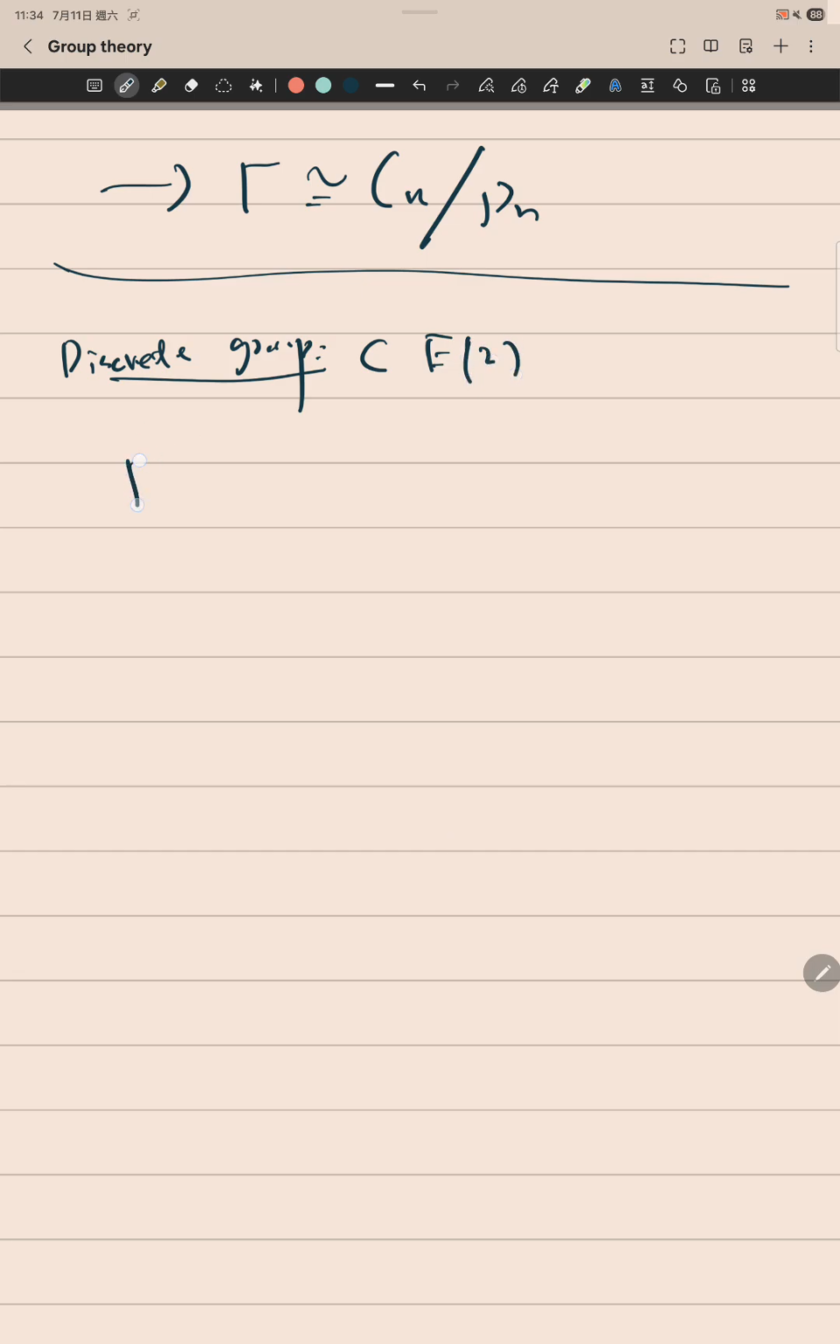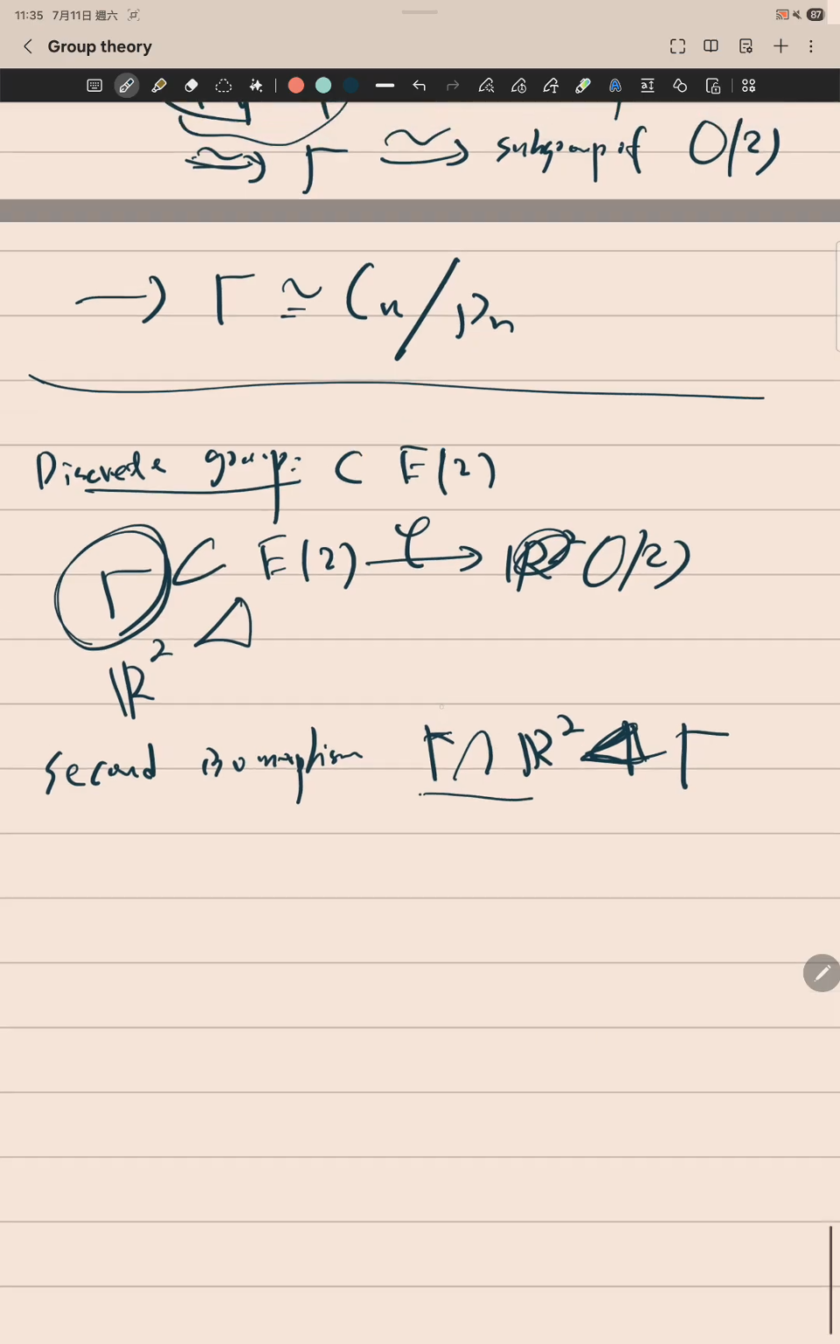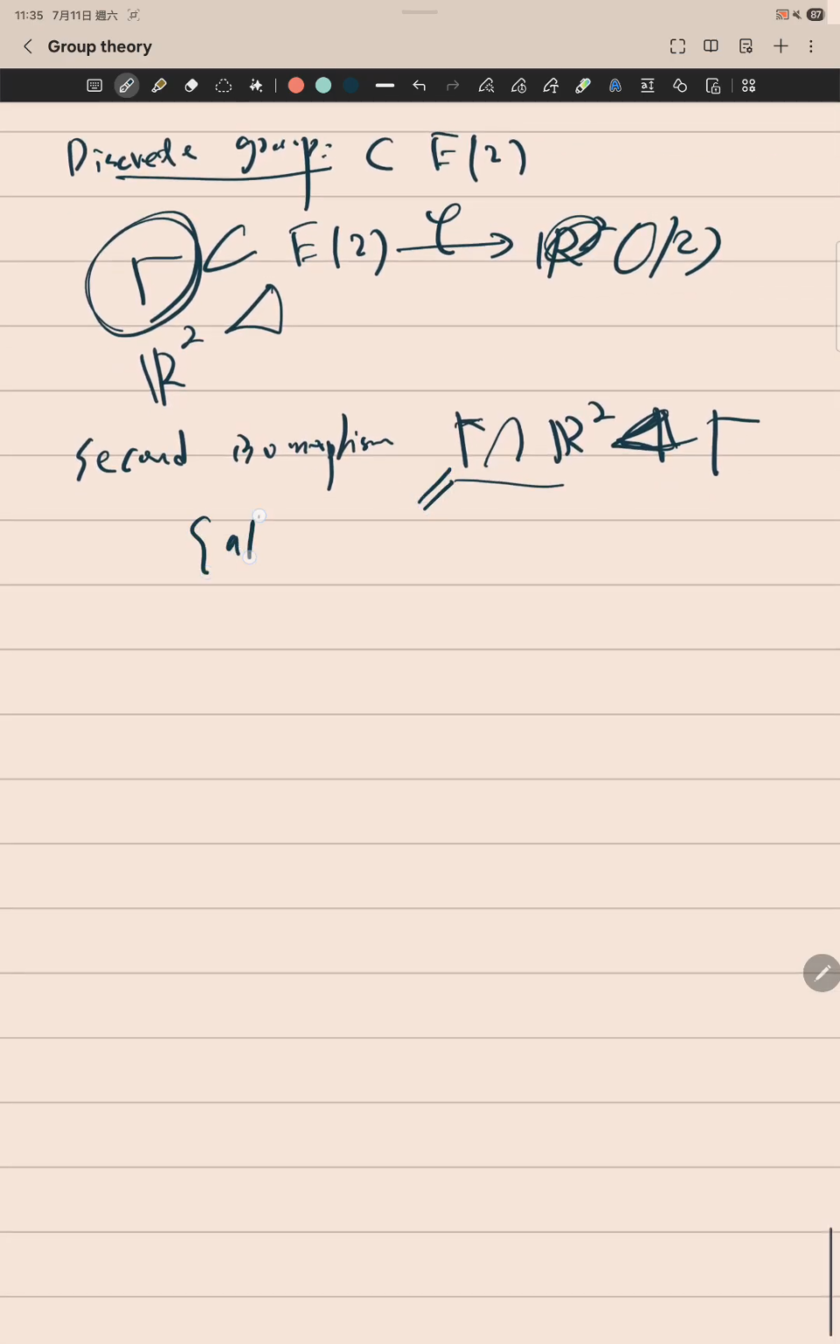Okay, so let's say here we have this kind of map. Sorry, this is to O2, and the kernel is R squared. Now I can use the second isomorphism theorem. The second isomorphism theorem tells me about gamma intersection with R squared. So I collect all the translations in gamma. Suppose gamma contains some translation. If not, then it basically is a finite group, right? If gamma contains some translation, then gamma intersection R squared will be a normal subgroup of gamma, and this is all translations.